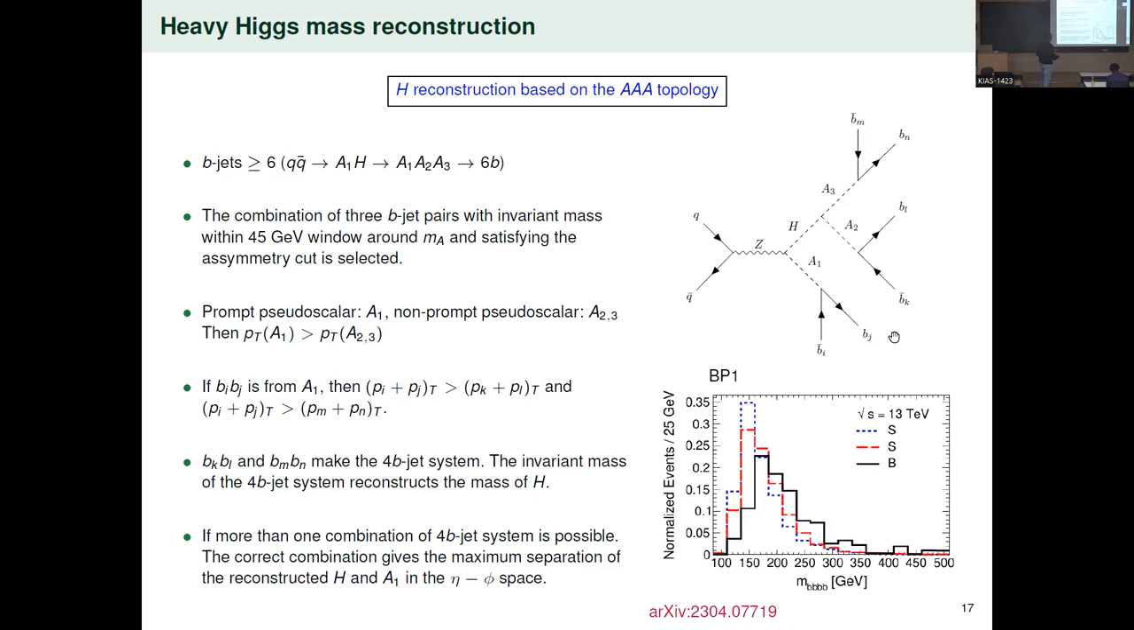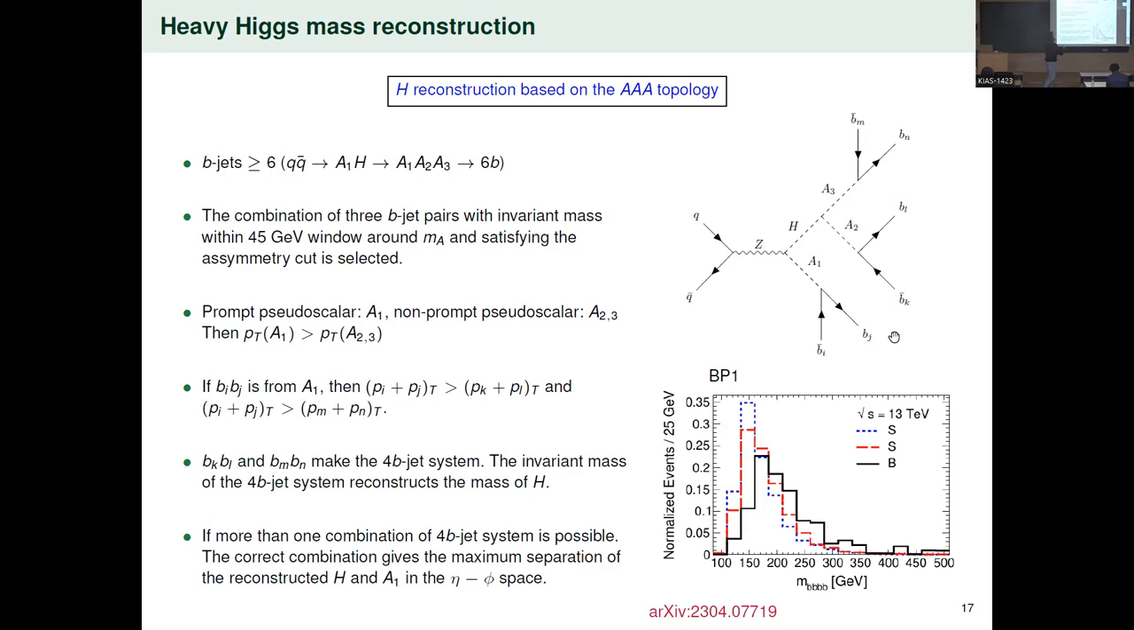Okay, so this is the histogram for the signal. The blue one is for the signal when we tag at least 6 B-jets. This blue histogram contains all the electroweak processes, but since the reconstruction is based on the AAA mode, the contribution over here comes dominantly from the AAA. So this blue histogram is obtained when we select events with at least 6 B-jets. But there's a problem.